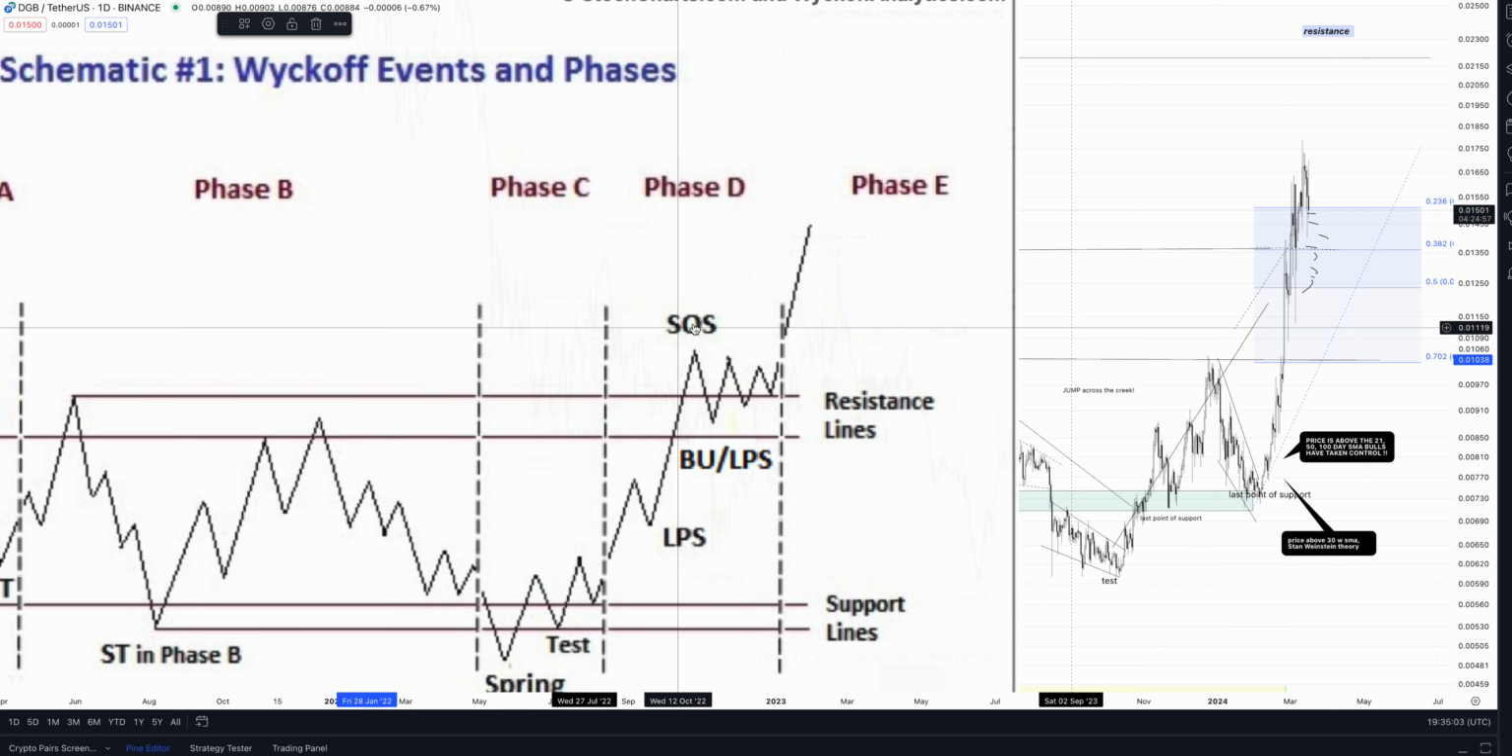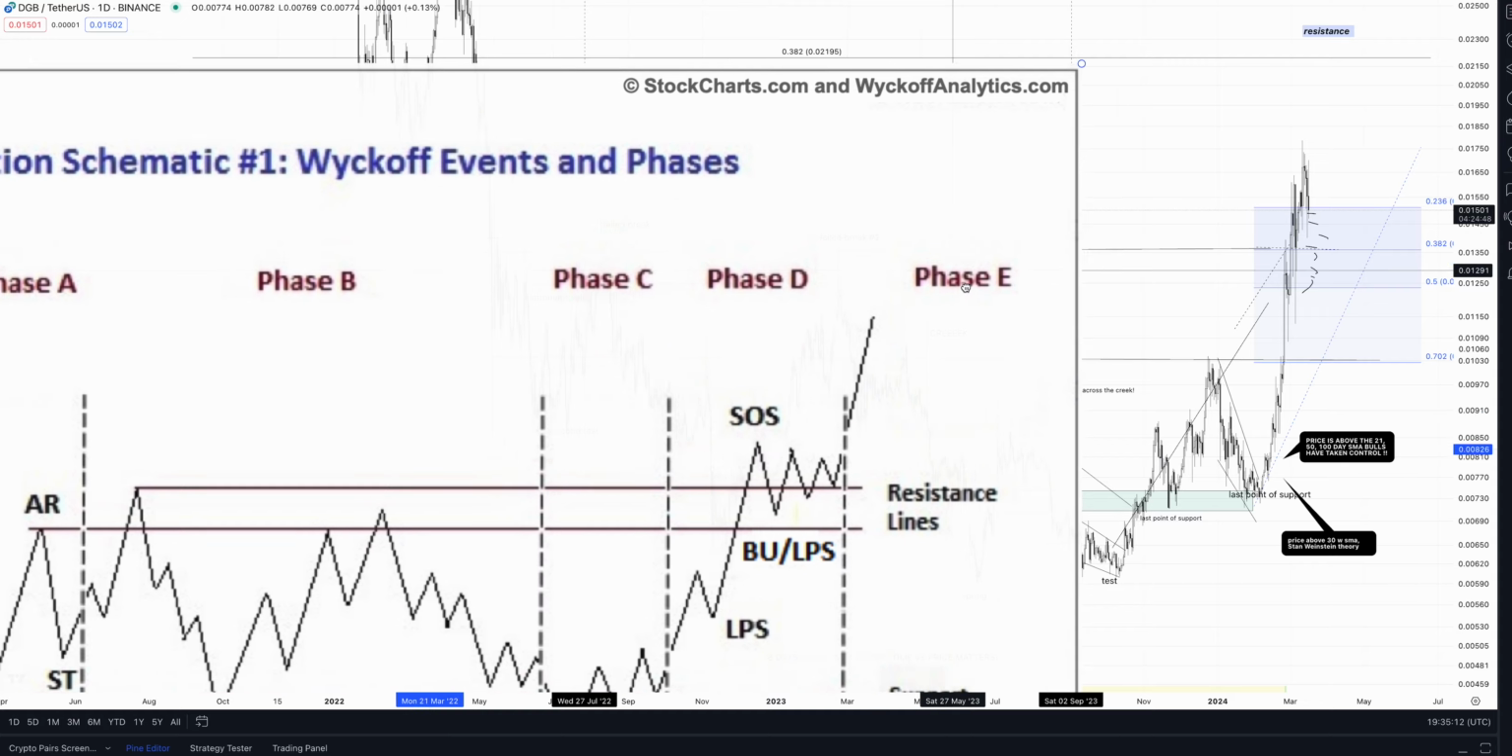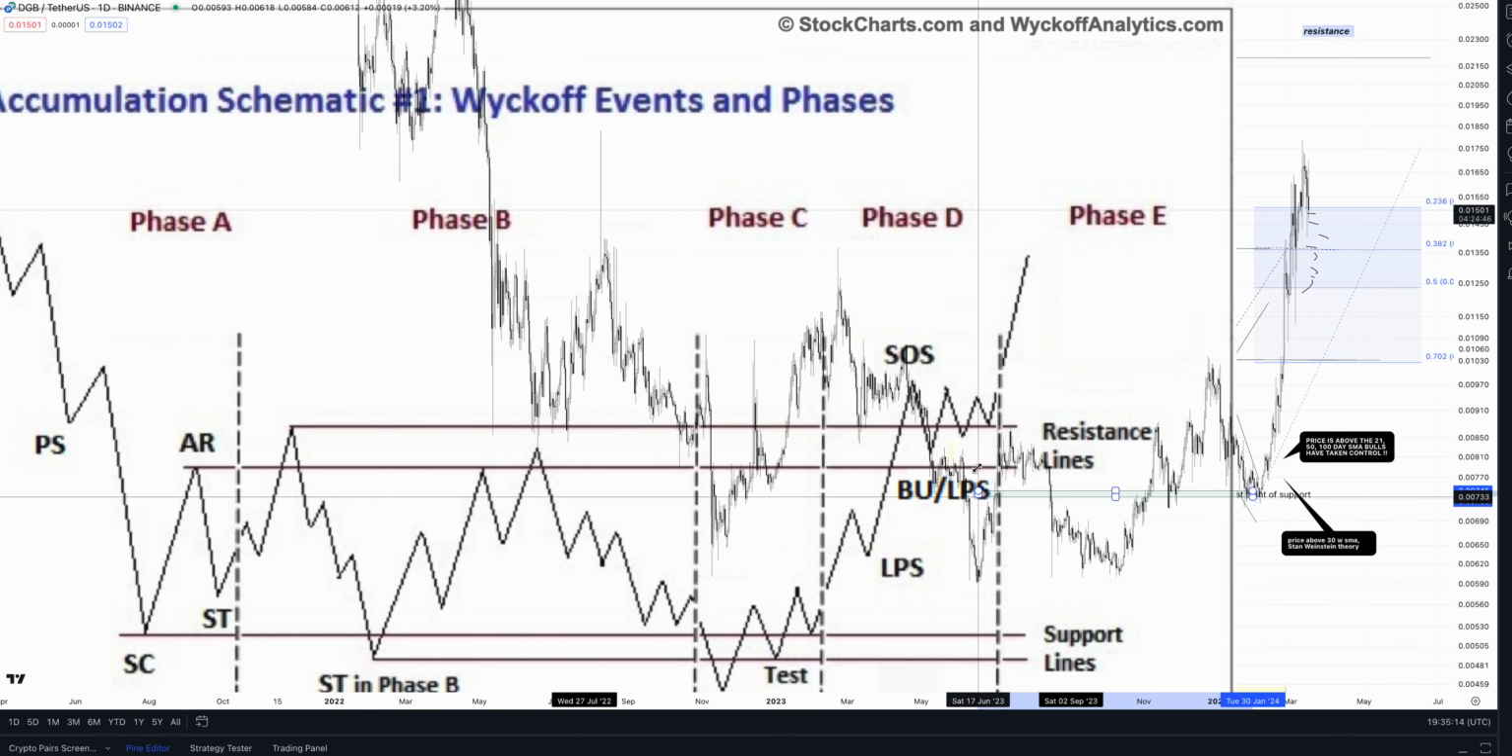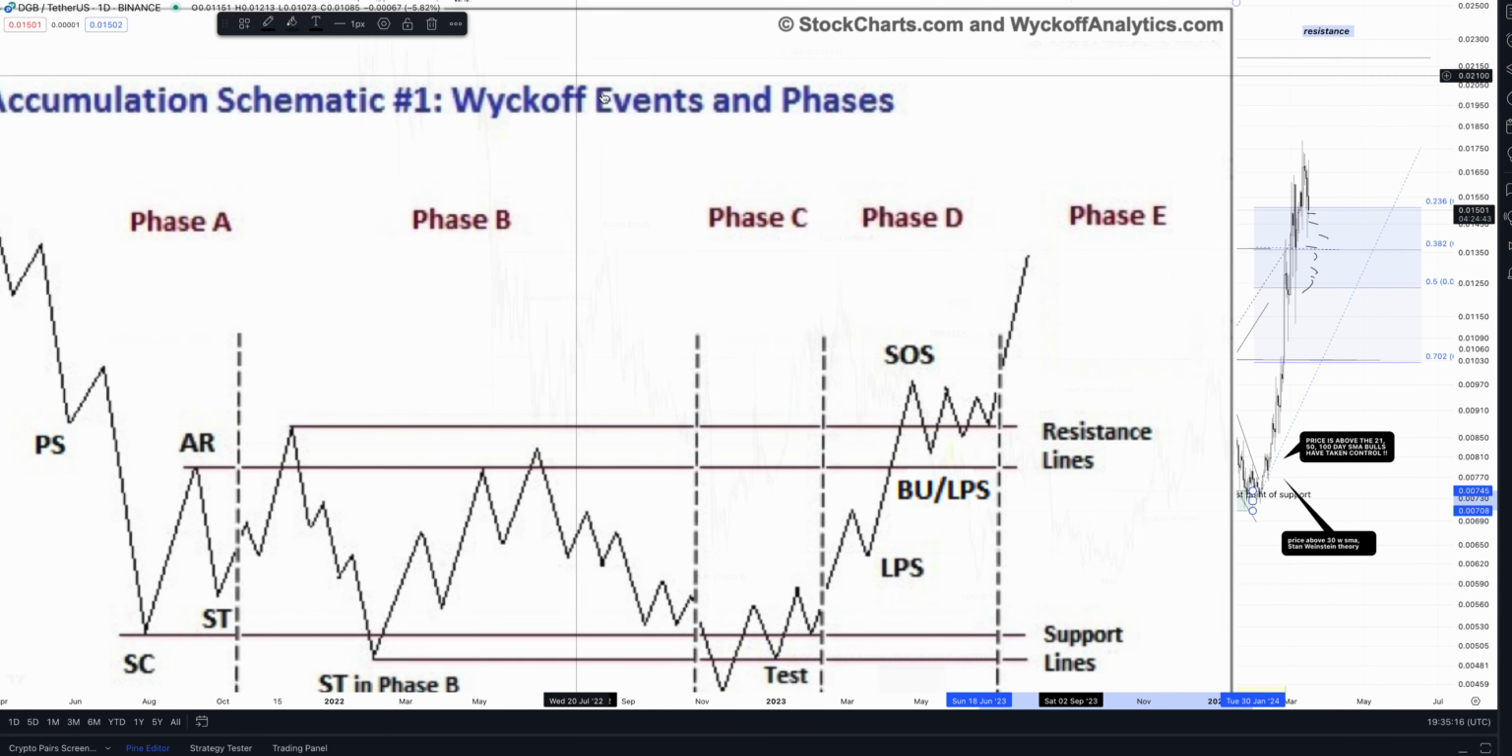So we already had this sign of strength. We're now just coming back down a little bit to chop around here, retest the top of the range before we continue on to phase E. Okay, this is exactly what Wyckoff says.